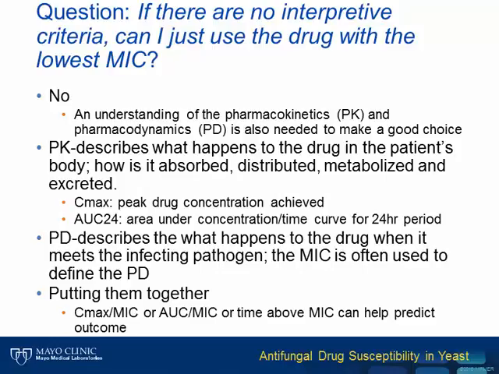The PK describes what happens to the drug in the patient's body. How well is it absorbed? How is the drug distributed to various sites in the body? How is it metabolized and how quickly? How is it excreted? The PD describes what happens to the drug when it meets up with the infecting pathogen, and often the MIC is used to help define the PD. Putting the PK and PD information together, the Cmax over the MIC, or the AUC over the MIC, or the time above the MIC can help predict potential outcomes for a particular antifungal and yeast species combination.